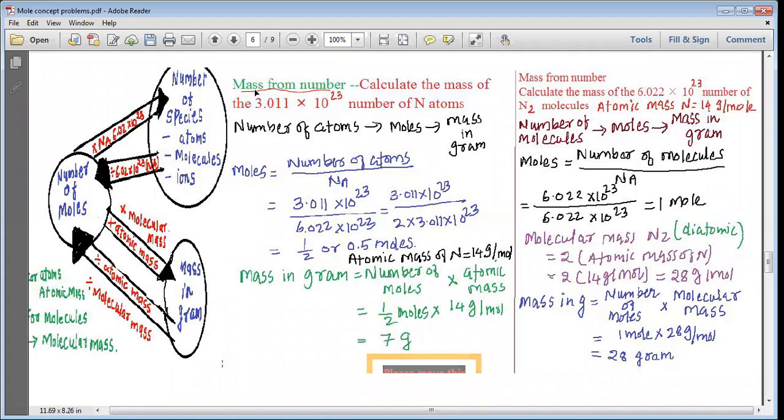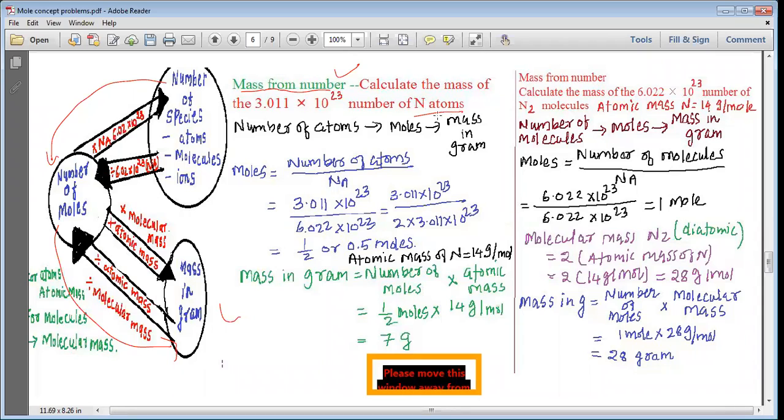Okay, now we want to calculate mass from the numbers. So my dear students, we want to calculate mass from the number. From the number, first we need to go to the number of moles, and from the number of moles, by multiplying it with the proper number, we will get mass in gram.